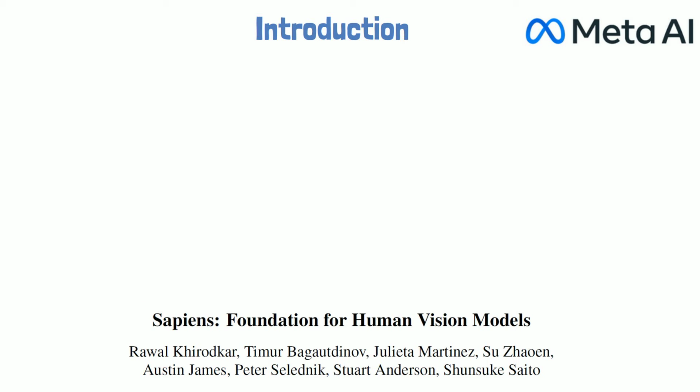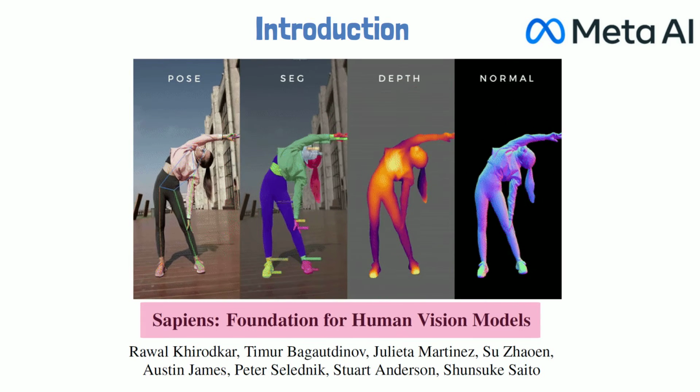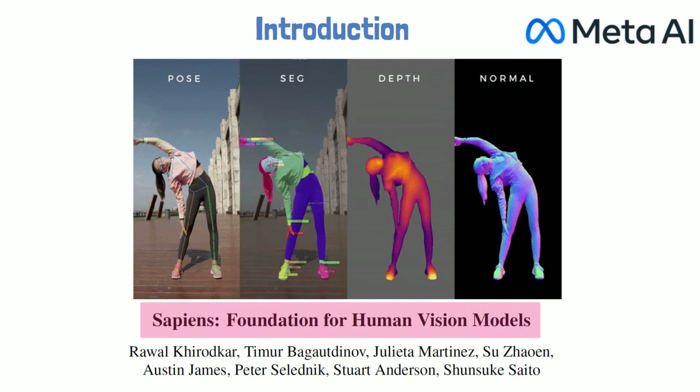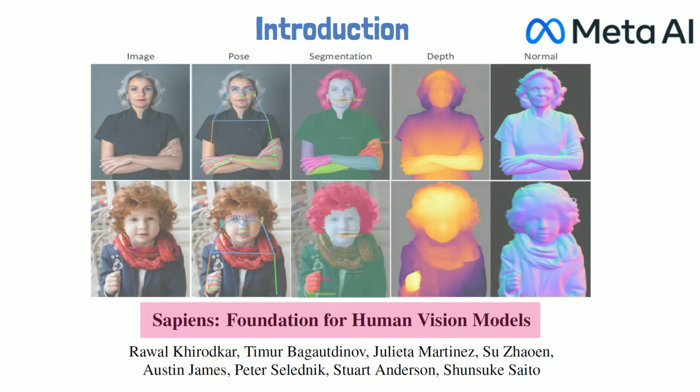In this video, we dive into a new release by Meta AI presented in a research paper titled Sapiens, Foundation for Human Vision Models, which presents a family of models that target 4 fundamental human-centric tasks, which we see in this demo and now in the following examples from the paper.